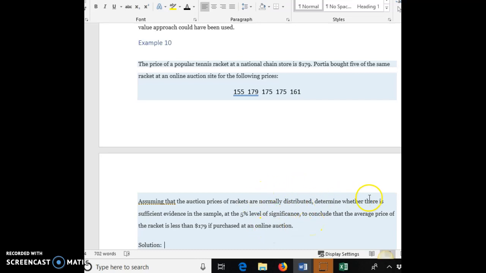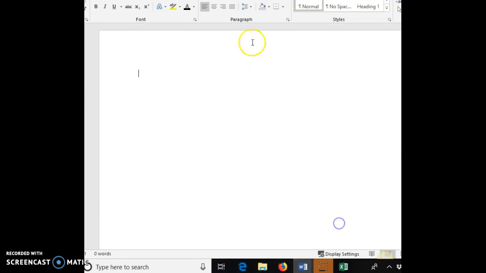determine whether there is sufficient evidence in the sample at the 5% level of significance to conclude that the average price of the racket is less than $179 if purchased at an online auction. All right, so let's notice that less than is giving us our alternate, whereas the very first statement is giving us our null hypothesis, that the price of this tennis racket is $179. All right, so let's first set those up.